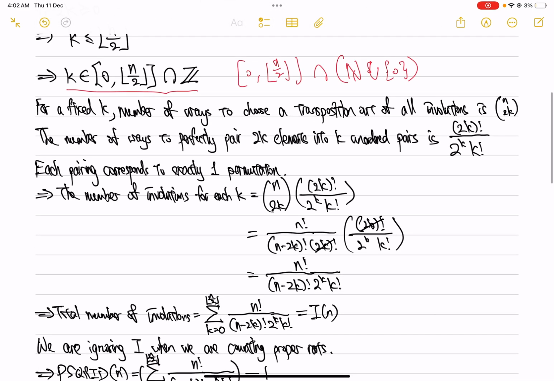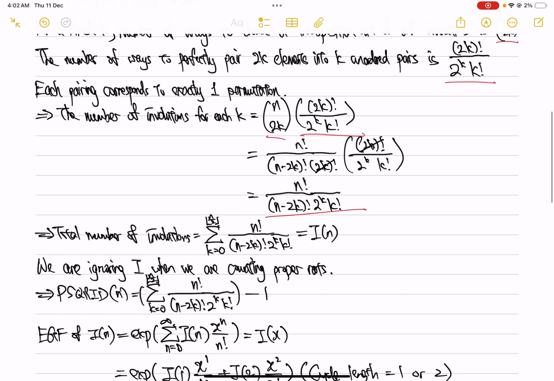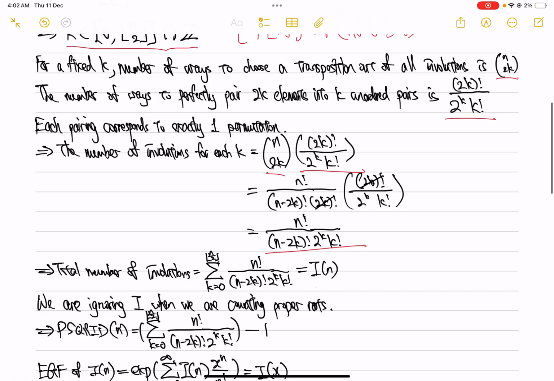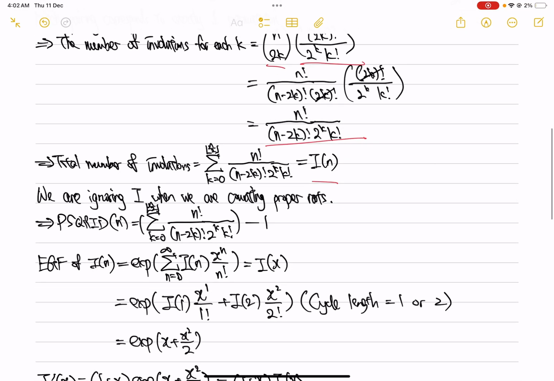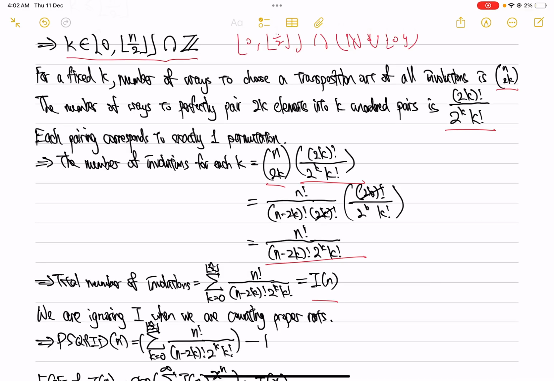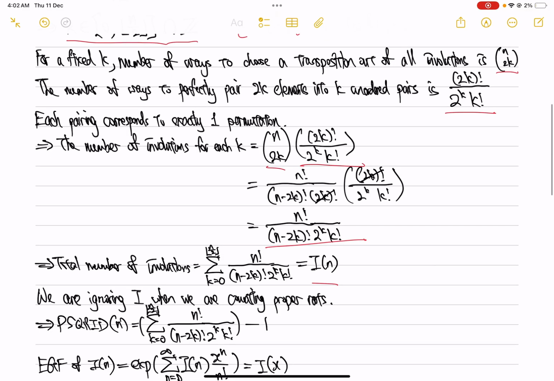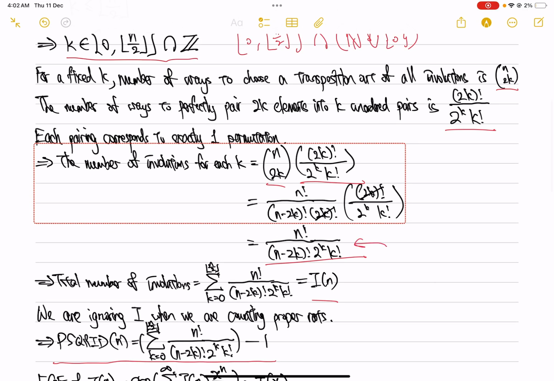And for fixed k, the number of ways to choose the elements in the transpositions out of all n is n choose 2k. The number of ways to perfectly pair 2k elements into k unordered pairs is essentially this number. To find the number of involutions, because the choices are independent, you can just multiply them together and you would have something like this. That is essentially the total number of involutions. Let's call that I_n for the time being. Then we ignore the identity element when counting the number of proper roots. So you would have the first equation that looks like this, which is the number of involutions for each k.